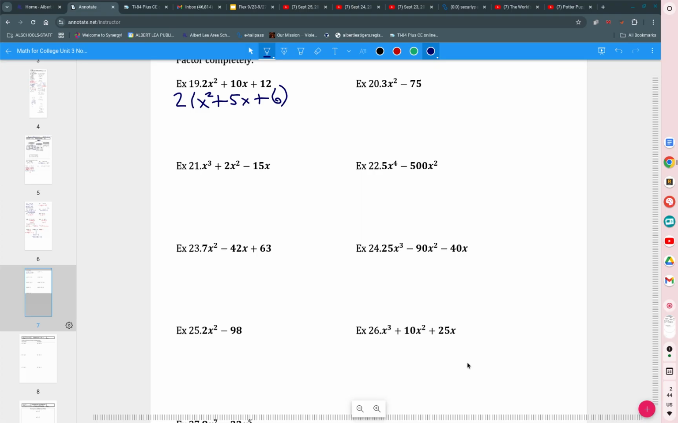Does that factor? Yes. We have an x plus 3 and an x plus 2. And now I'm done. So notice the 2 steps in factoring. Problem number 20. I can factor out a 3. I'm left with x squared minus 25. I notice that x squared minus 25 is the difference of squares. I have x plus 5 times x minus 5.